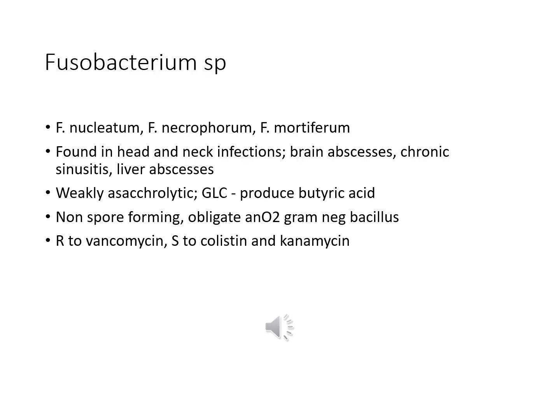These are generally found in head and neck infections, brain abscesses, chronic sinusitis, and liver abscesses. It is weakly asaccharolytic. It is GLC, gas liquid chromatography, which is actually a definitive process for identification of anaerobes. Your identifying agent is going to be the production of butyric acid, which will indicate that you have a Fusobacterium species. It is a non-spore former. It is an obligate anaerobe, and it is resistant to vancomycin, but it is sensitive to colistin and kanamycin.